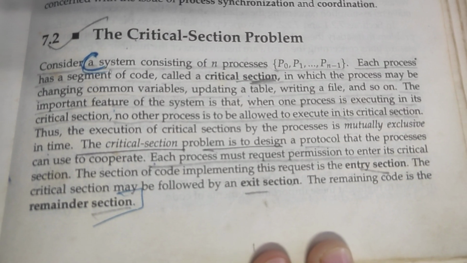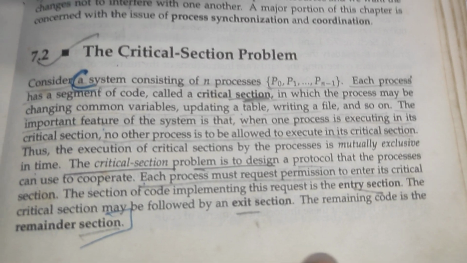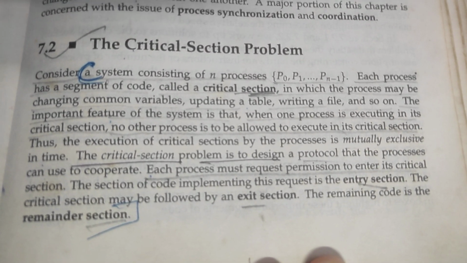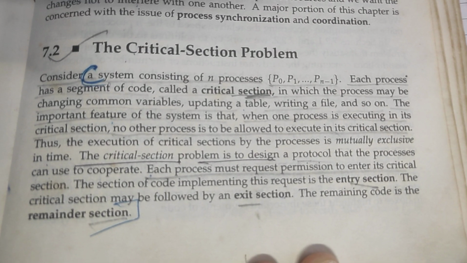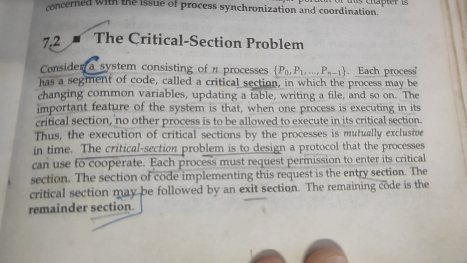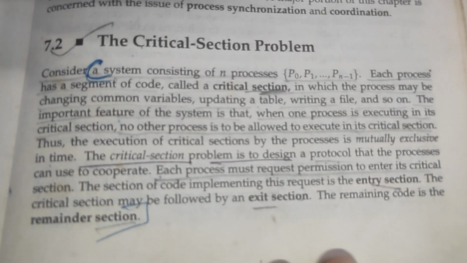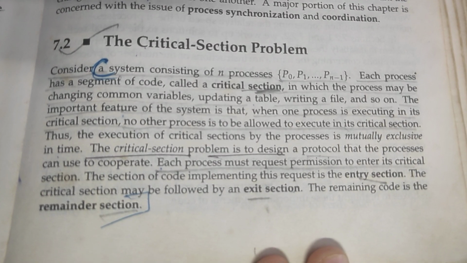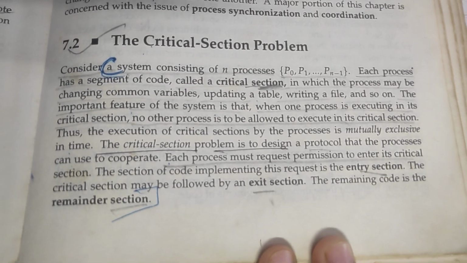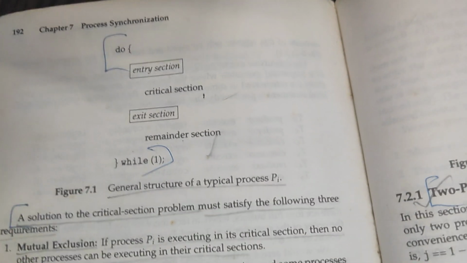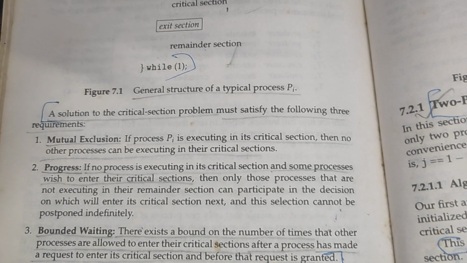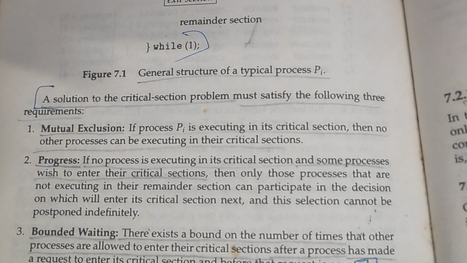The critical section problem is to design a protocol that the processes can use to cooperate. Each process must request permission to enter its critical section. The section of code implementing this request is the entry section. The critical section may be followed by an exit section. The remaining code is the remainder section. Now, this is the program.